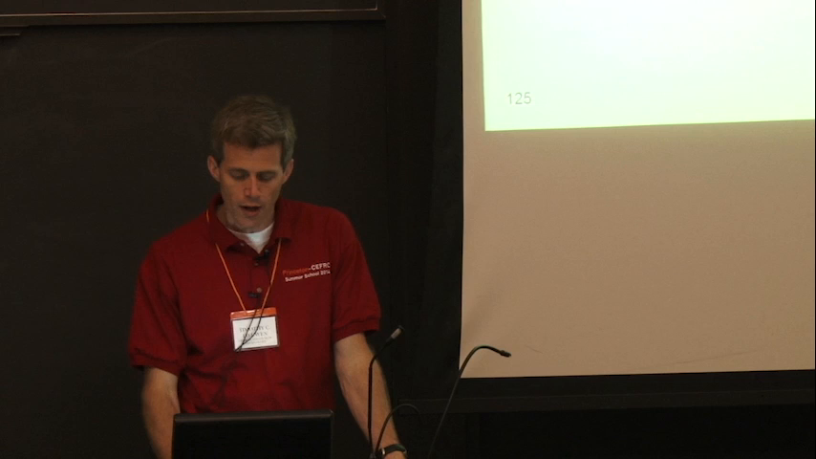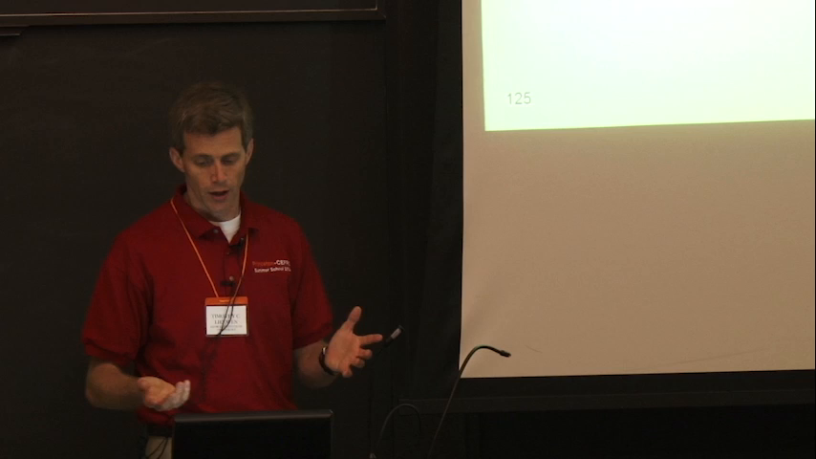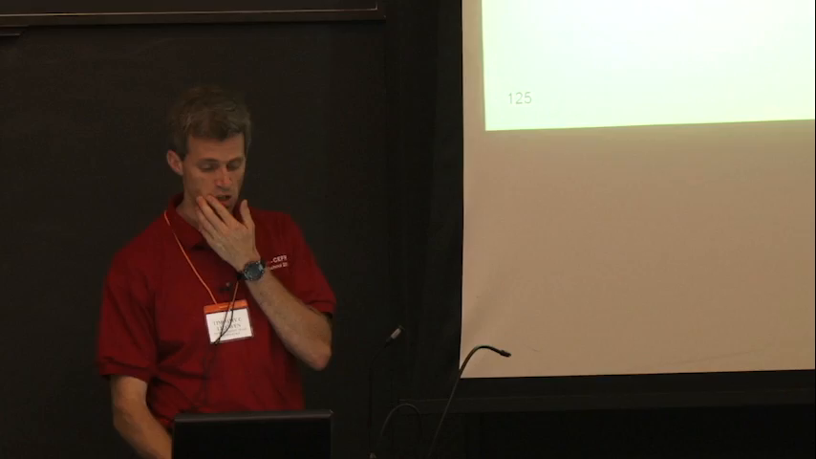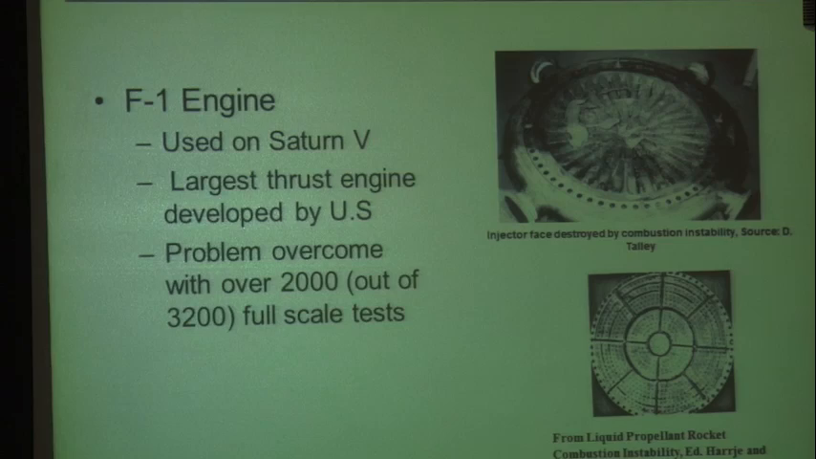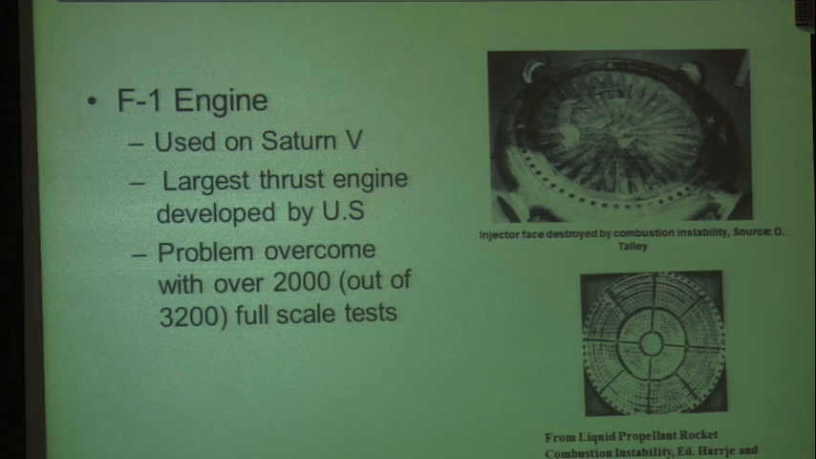Okay, so I mentioned before, I'll just show you a couple quick examples on this combustion instability problem. So, huge issue with liquid rockets. Just as a simple example, the F1 engine, it's the largest thrust engine ever developed in the United States. It was used on the Saturn V rocket. It had an enormous instability problem. They had pressure oscillations over 1,000 psi, which would just destroy the engine in fractions of a second.